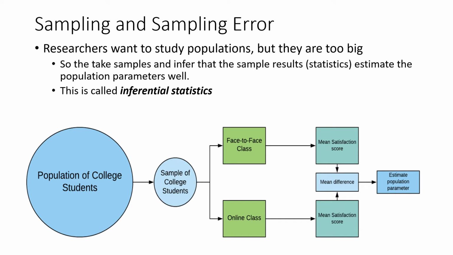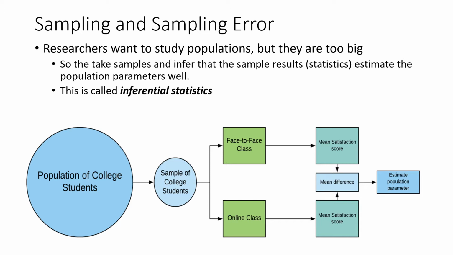One of the reasons why you're taking this course is to learn how to use statistics. And the only reason why statistics are required is because of a problem known as sampling error. So I'm going to use this example to illustrate the problem of sampling error.